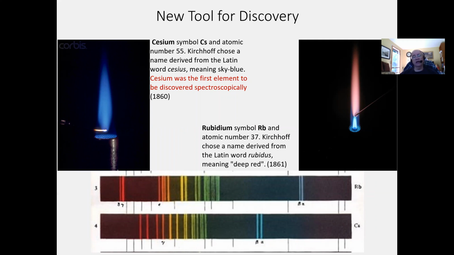And here are 2 early ones. In 1860, here's a spectrum of cesium. They named that after the beautiful blue color that it gives off. And a year later, they discovered another element that they could not find a spectrum for, a new element, rubidium, named after its beautiful red color. And so here is the spectrum of rubidium and cesium.